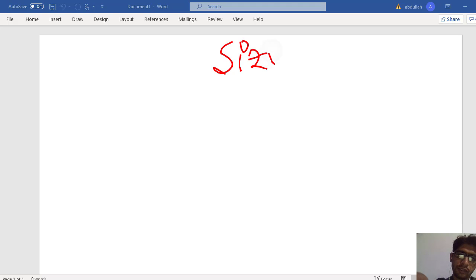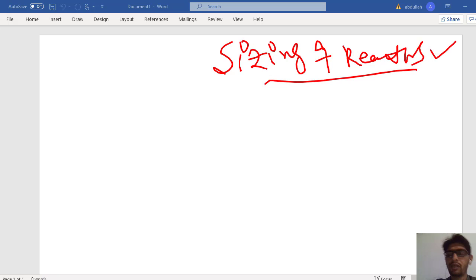Sizing of reactor. We will discuss what will be the volume of reactor at a specific conversion.